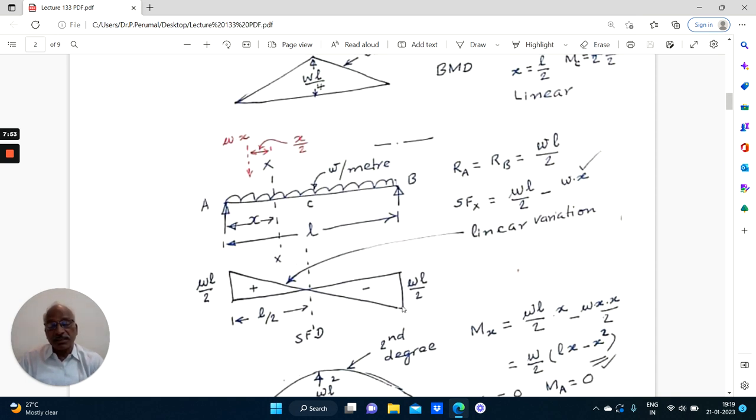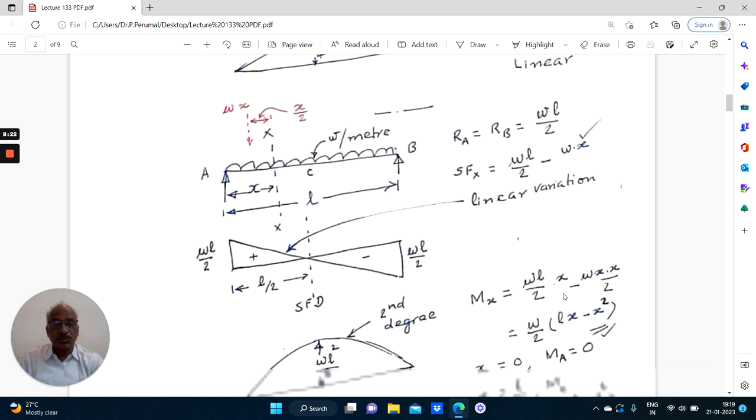And plotting this, RA is WL by 2 up. So we have to start at this point with a horizontal line. From here we have to mark RA, WL by 2. And according to this equation, we have to calculate the value and plot it with the linear variation. And we will stop here. Here we have to mark the value of RB. We have to close at the horizontal line, because drawing the shear force diagram should not be a problem.